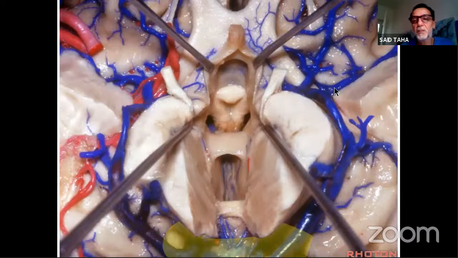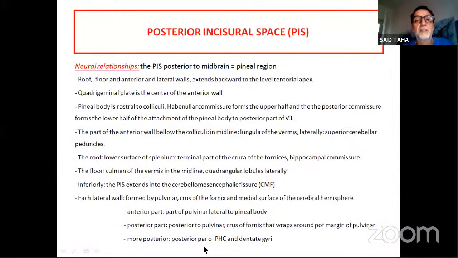Here again, the basal vein around the middle incisural space, with the temporal drainage here, continues to the ambient system, and we start the posterior incisural space.